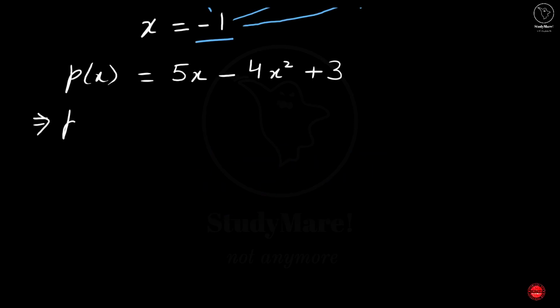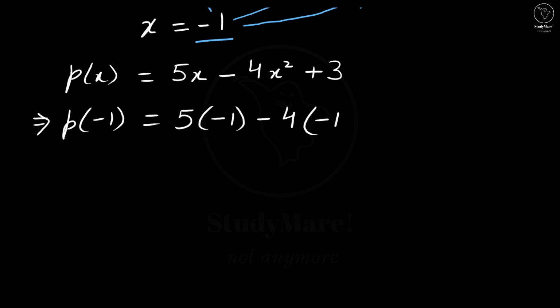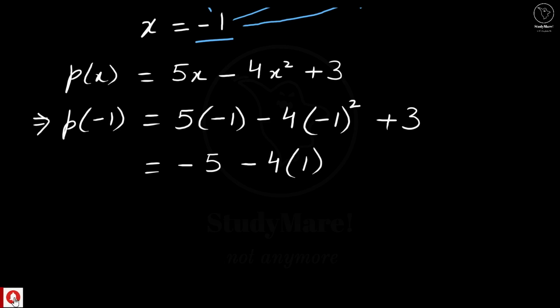implies that p of minus 1 will be equal to 5. Instead of x we can write minus 1, minus 4. Again instead of x we can write minus 1 raised to the power 2, plus 3, which is equal to 5 into minus 1. We get minus 5, minus 4 into minus 1 square we get 1, because minus into minus gives us plus, and 1 into 1 is 1, plus 3.